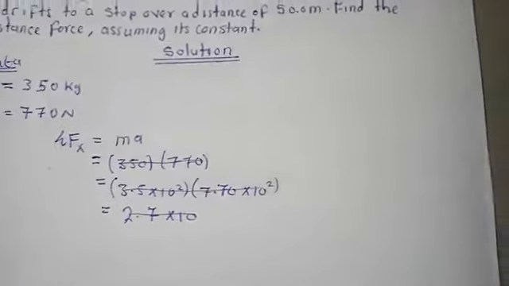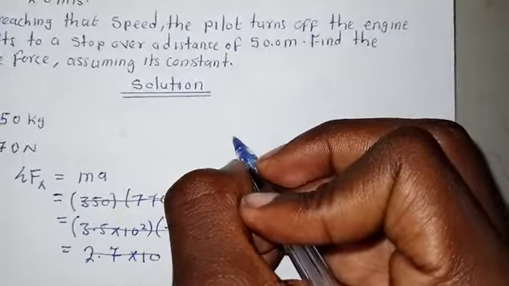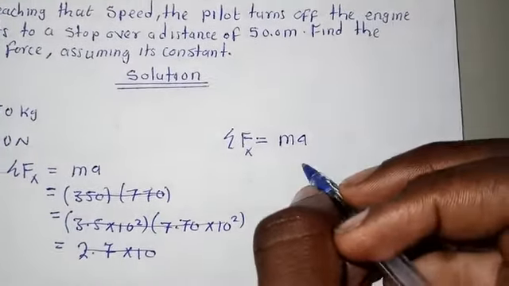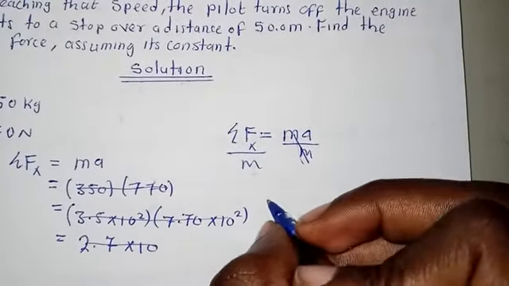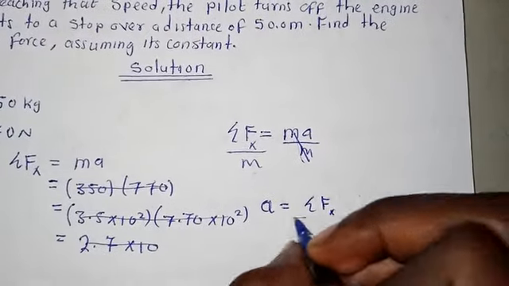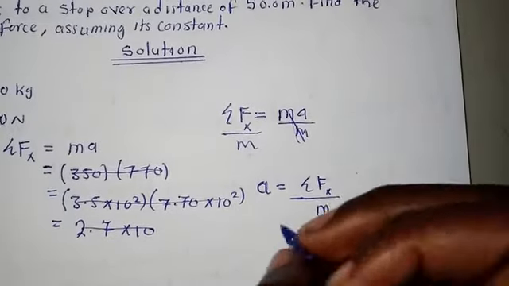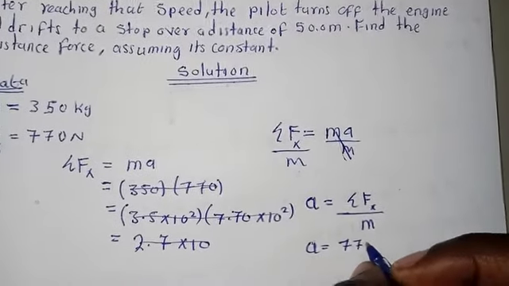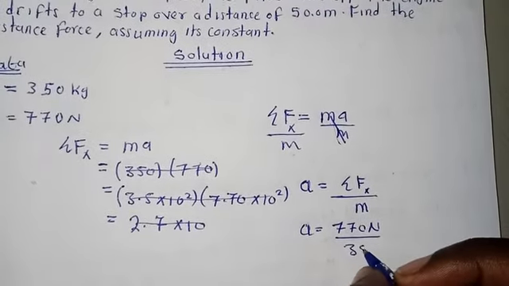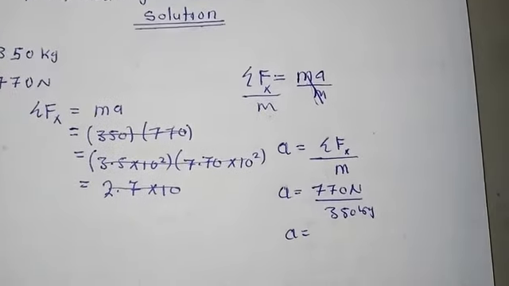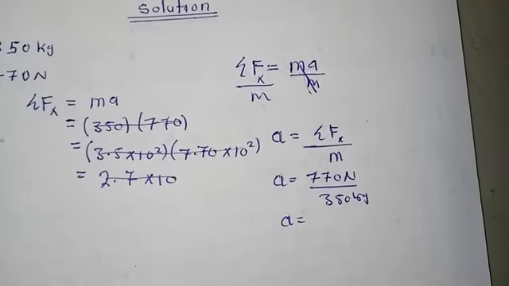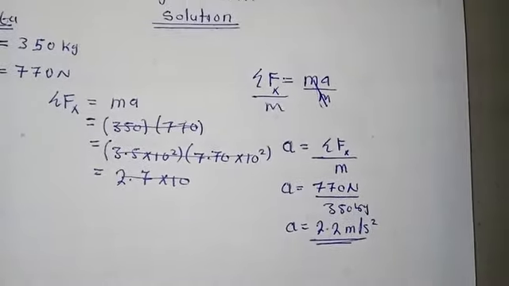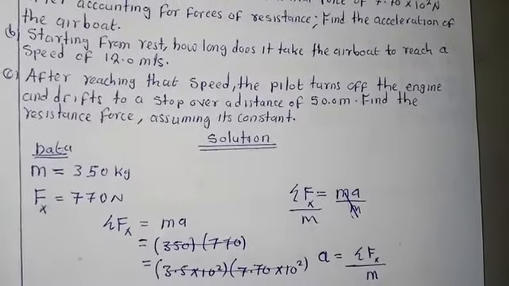Thank goodness. Okay, so of course we wrote the formula. The summation of all forces in the x is equal to ma. We want to find the acceleration, so it's going to be over m. So acceleration is equal to the summation of all forces in the x over the mass. Now let's do the needful. The force was 770 newtons over 350 kg. The acceleration is 770 divided by 350. We're going to have 2.2 meters per second squared. So that is the acceleration.